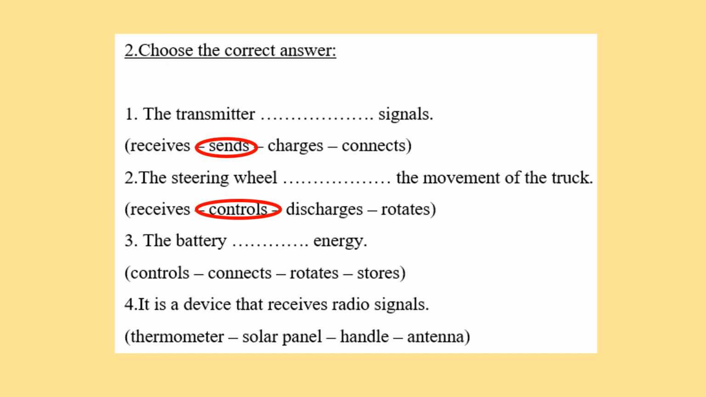Number 3, the battery energy. Controls energy, connects energy, rotates energy, or stores energy. The battery stores energy. This is the function of the battery. And number 4, it is a device that receives radio signals. Thermometer, solar panel, handle, or antenna. Of course, the correct answer is antenna.